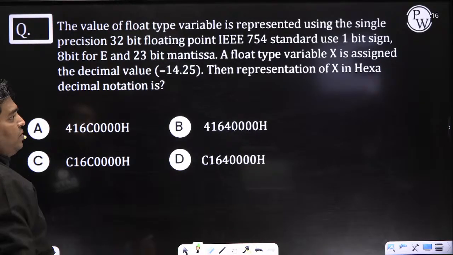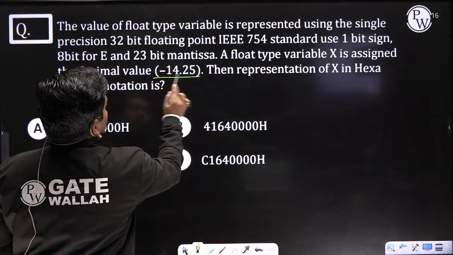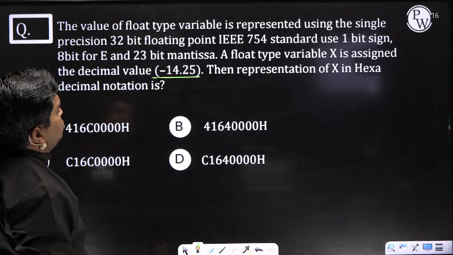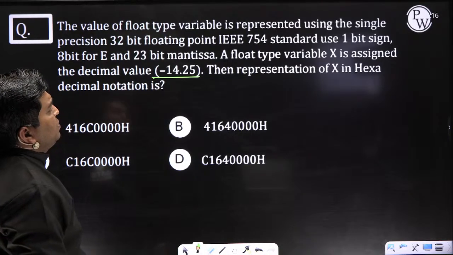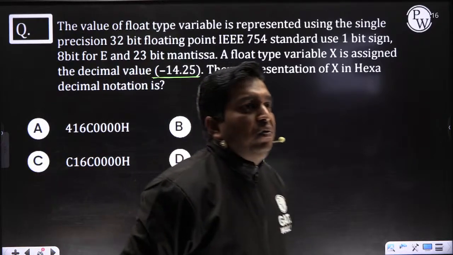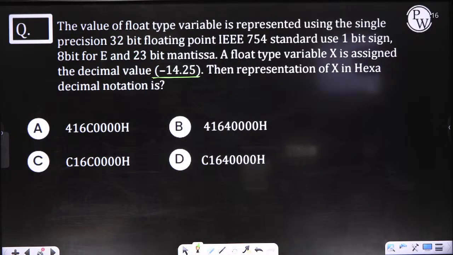Now solve this one. Minus 14.25. Minus 14.25 and solve this one, my dear. Single precision format. What is the hex value? What is the hex value? Yes, Ashwin.